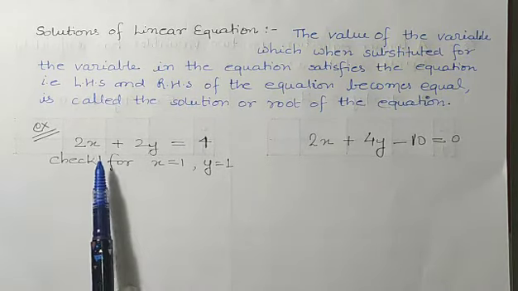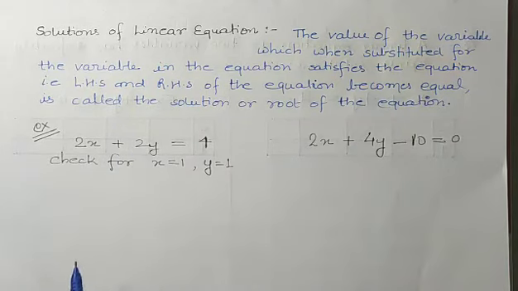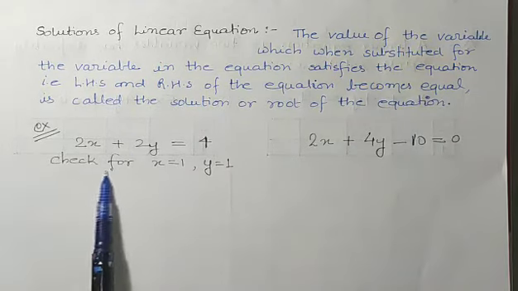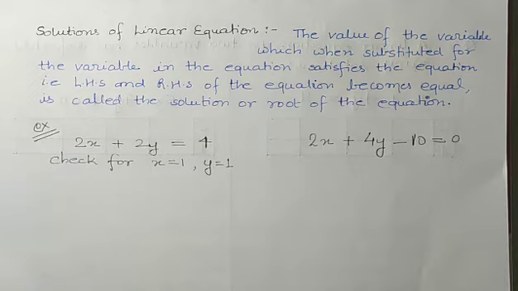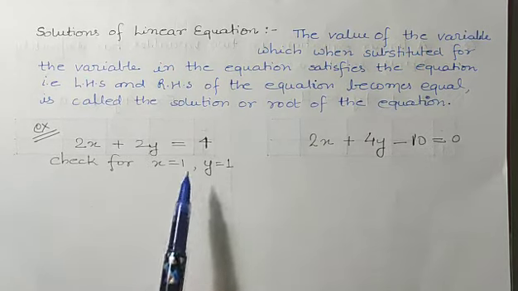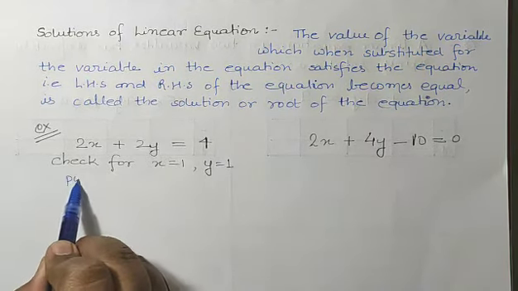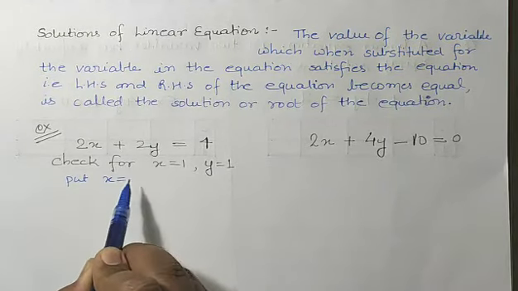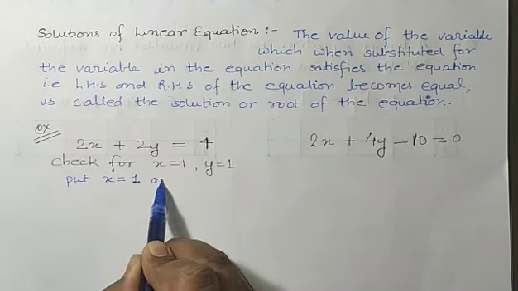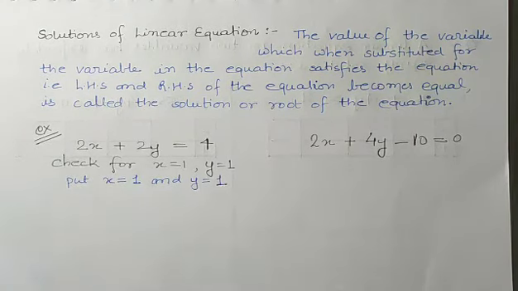See, one linear equation is there, 2x plus 2y is equal to 4. And we have to check for x is equal to 1 and y is equal to 1. So let us see, students, whether these are a solution of this equation or not. So we have to put x is equal to 1 and y is equal to 1.